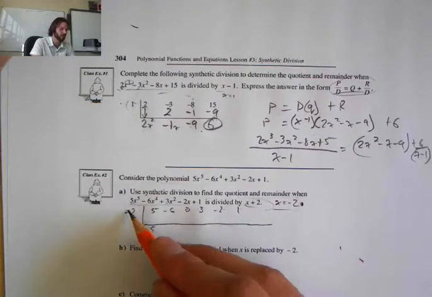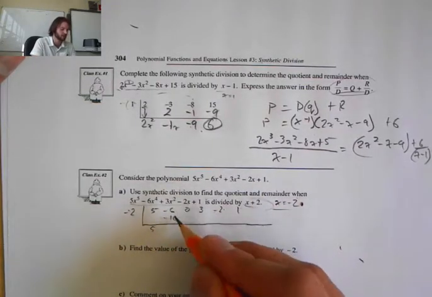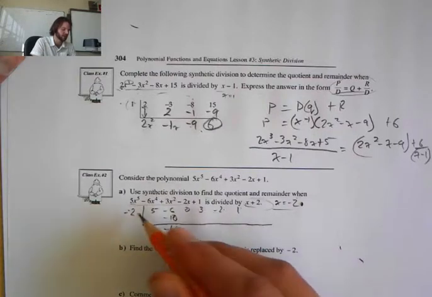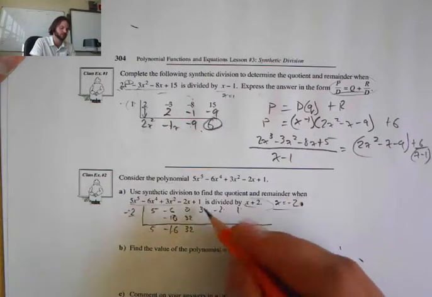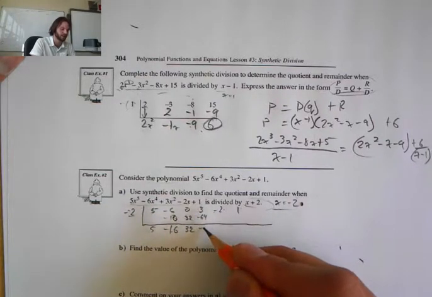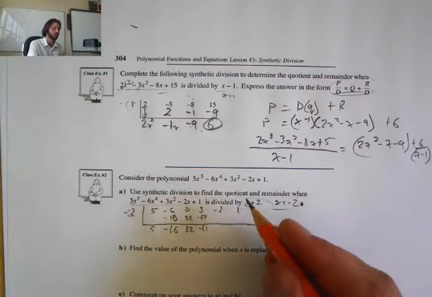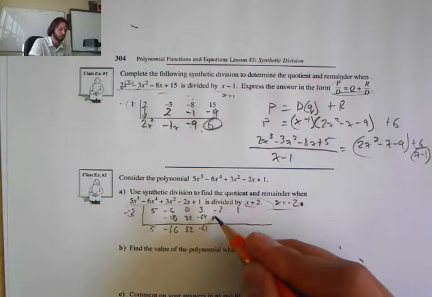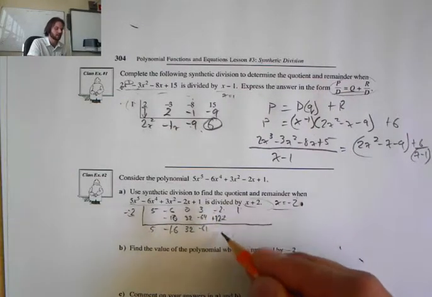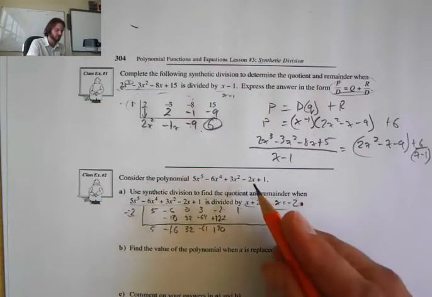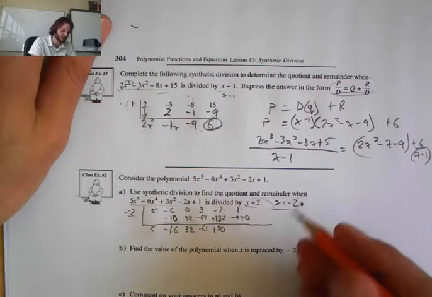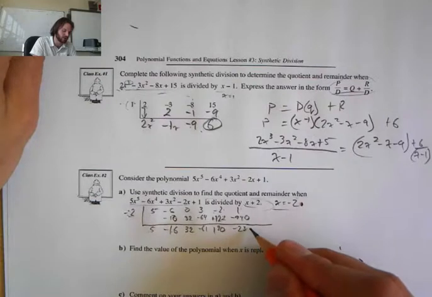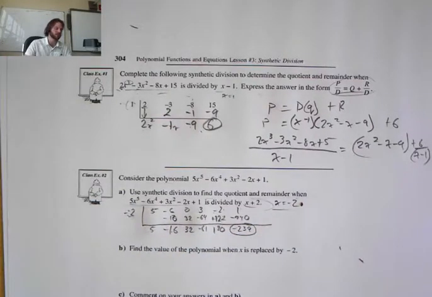Now, let's take a look at this. We bring down the 5, we have negative 2 times 5 is negative 10. Add these together, we get negative 16. Negative 2 times negative 16 is 32. Add these together, we're going to get 32. Negative 2 times 32 is negative 64. Add these together, we're going to get negative 61. Negative 2 times negative 61 is going to be positive 122. Yep, 122. And this is going to give me 120. And we add those together. Then this is going to be negative 240, and I subtract that, it's going to be negative 239 is my remainder.